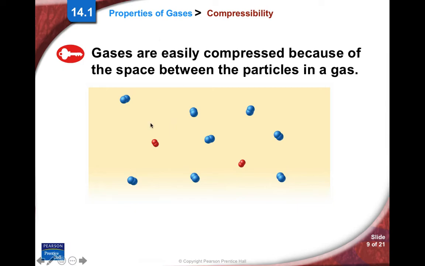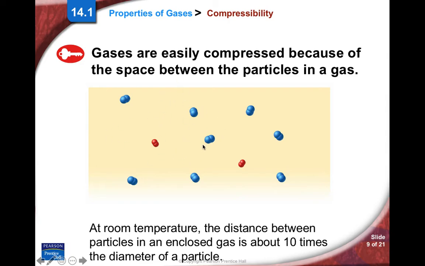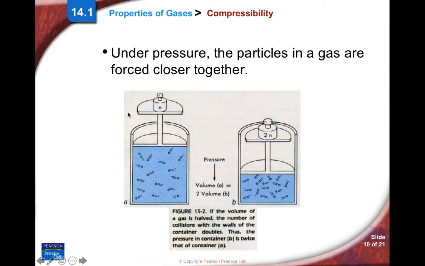Gases are compressed, again, because there's tons of space in between the particles. They're zipping around. I mean, this is just a snapshot, if you will. But, and they do hit each other occasionally, but for the most part, they're just flying around in straight line motion. Okay? And again, it's about 10 times the particle's diameter to the next one.